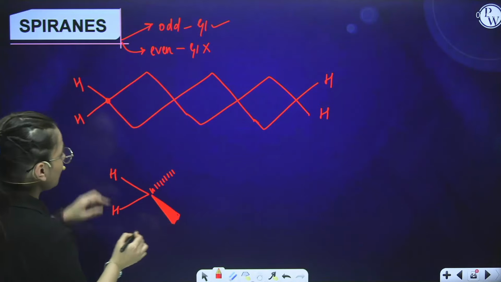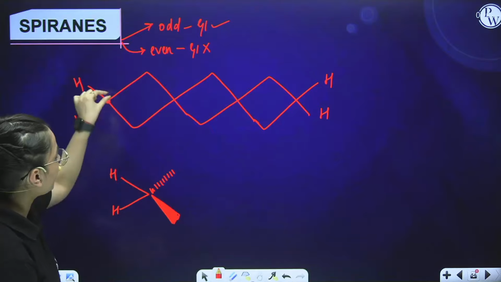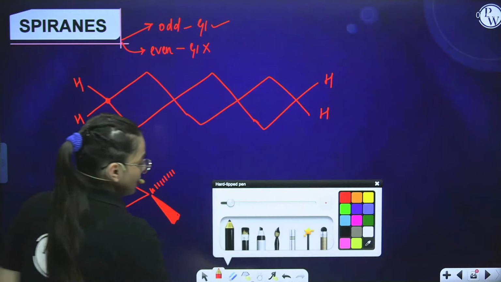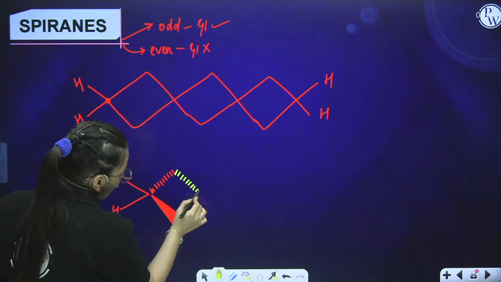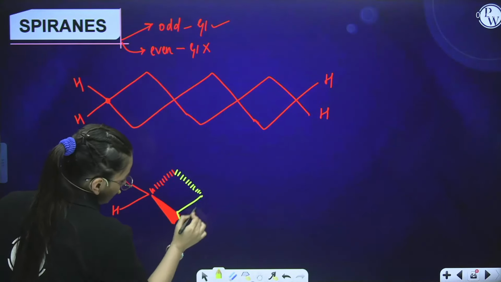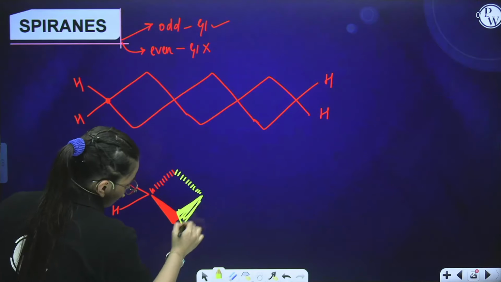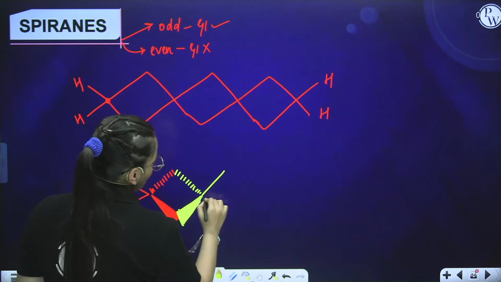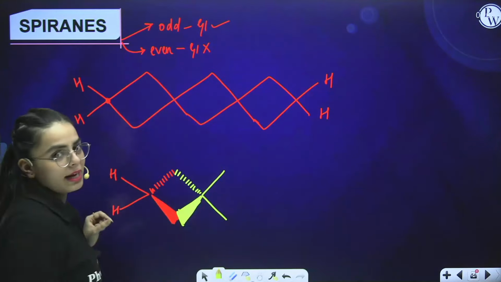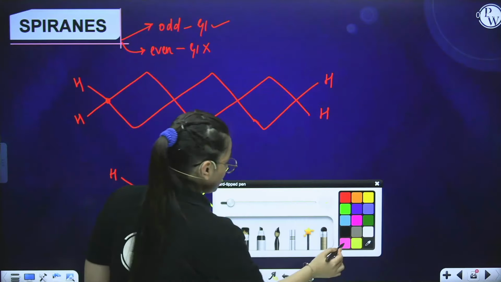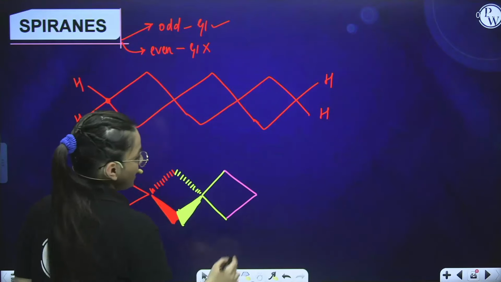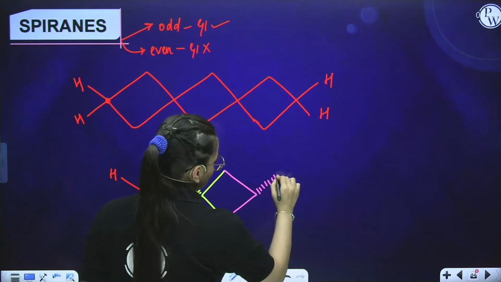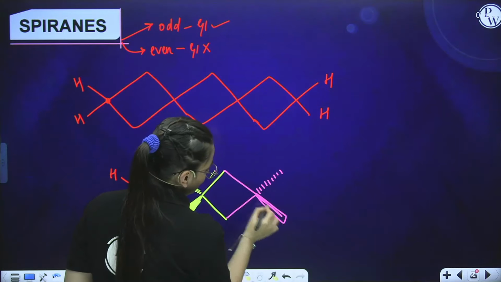Which bond am I talking about? I'm talking about this bond. Now what happens is, the other carbon that is making the bond with it will also be away from the observer. Another one is towards the observer in such a way. Hence the other two will be in plane. Now these are in plane, right? Now the next one is also going to be in plane. Now the next one is going to be away from the observer and towards the observer.